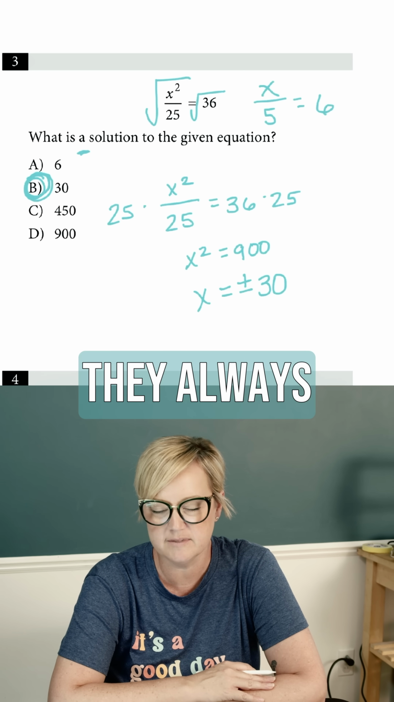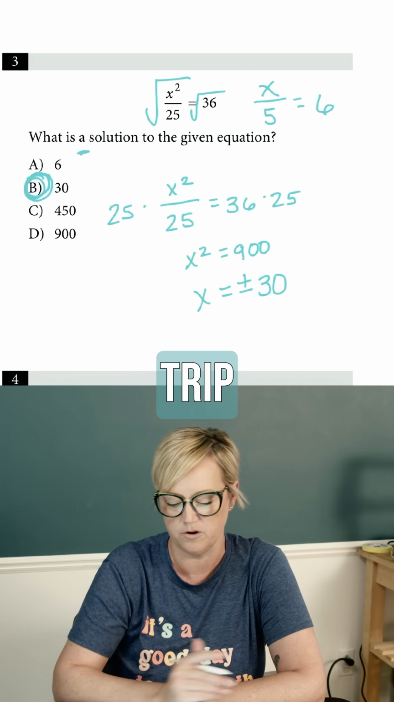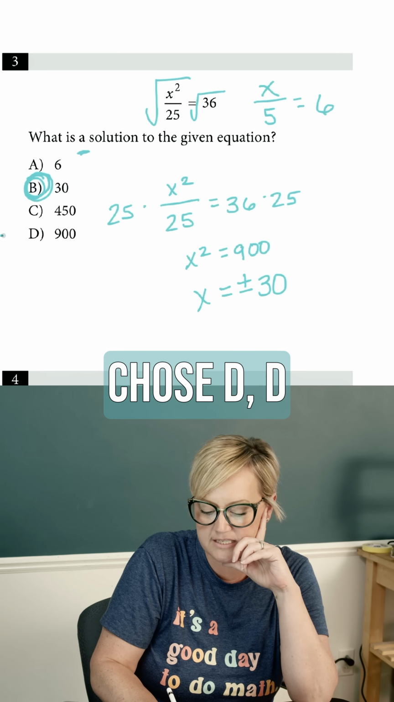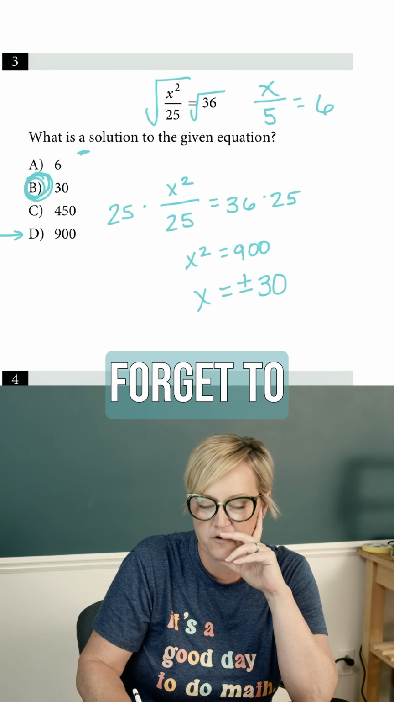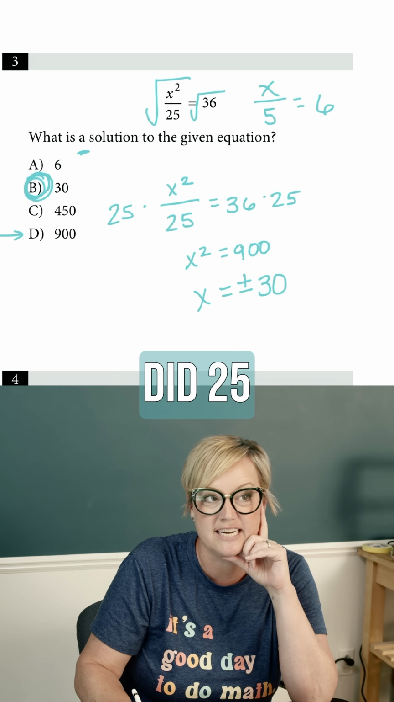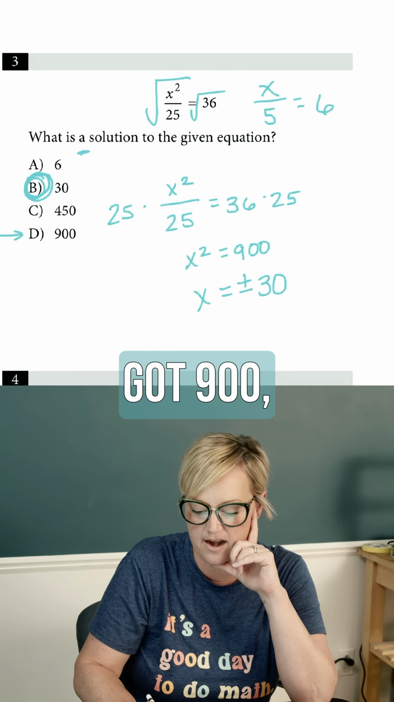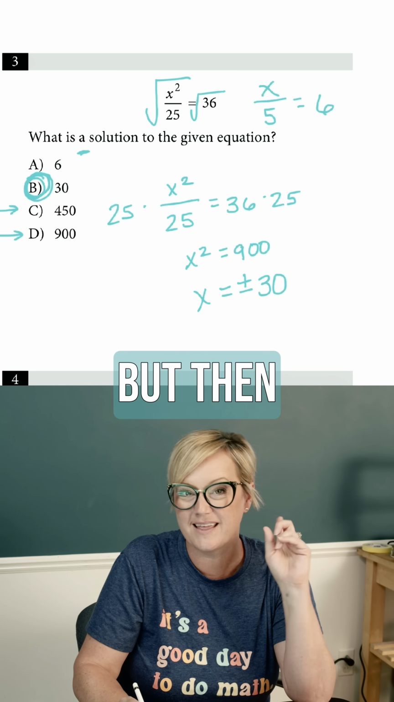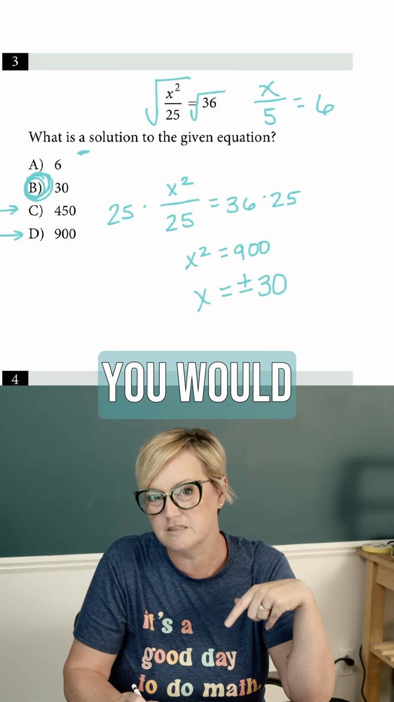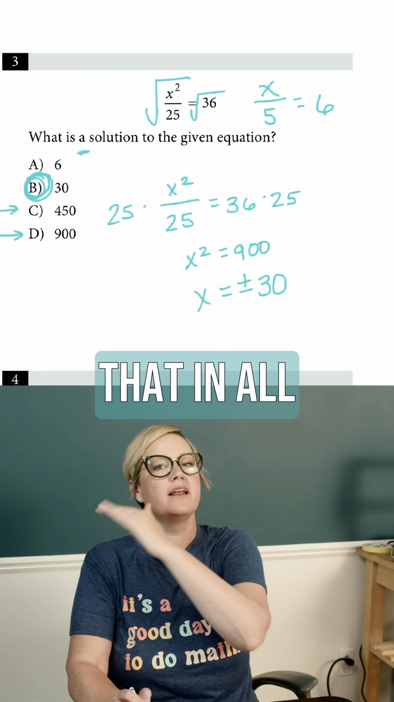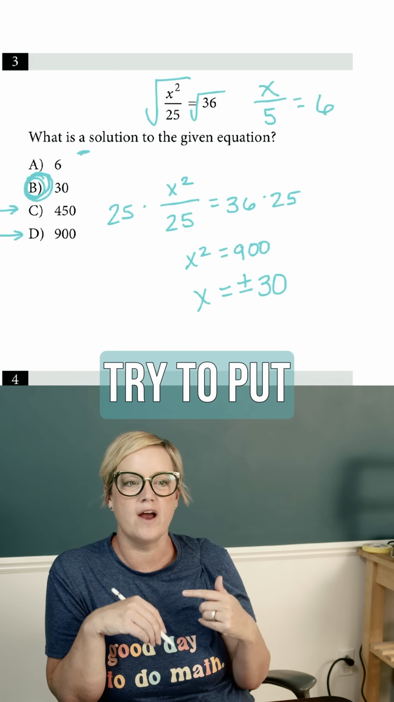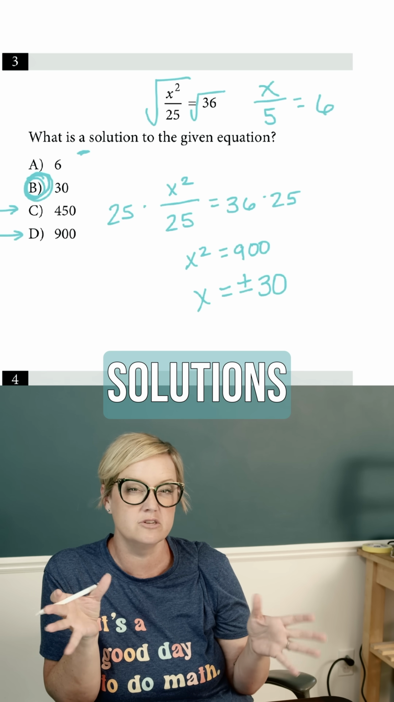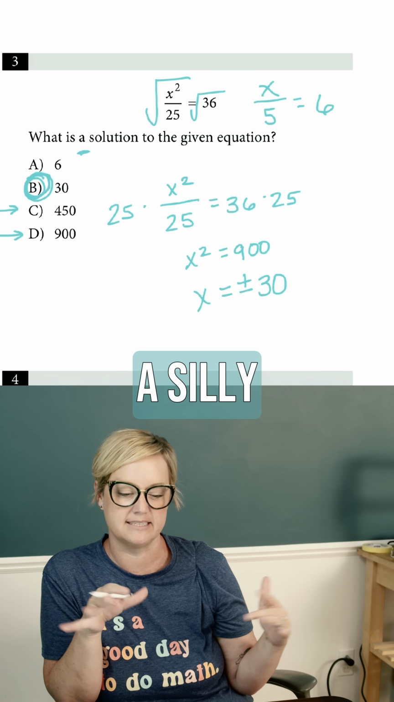With these problems, they always try to put some on here that trip you up. So if you chose D, D is there if you forget to do the square root. If you just did 25 times 36 and got 900, that's how you would get D. C is if you get the 900, but then instead of square rooting, you would divide by 450. So remember that in all these questions, they always try to put in some solutions that you might get if you make a silly error.